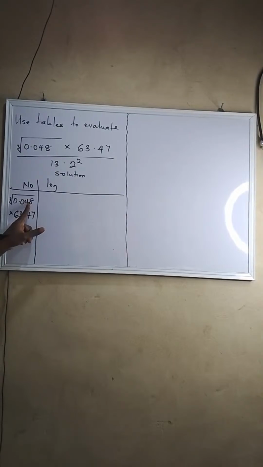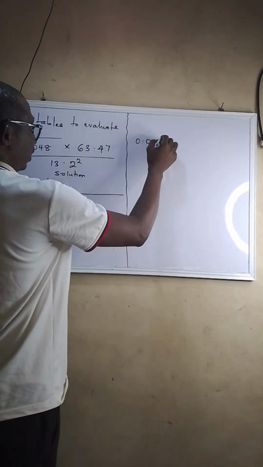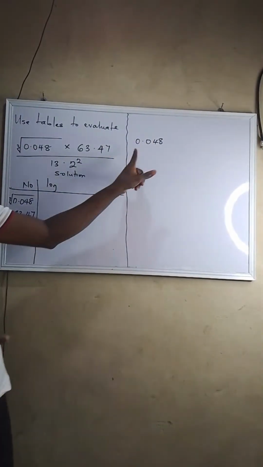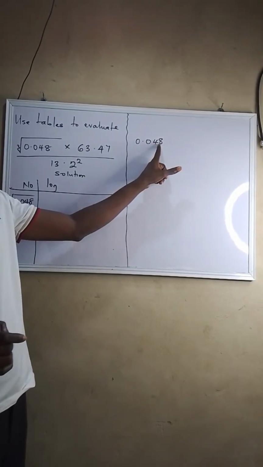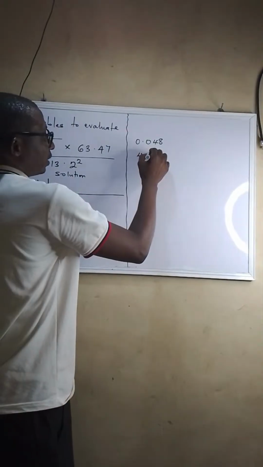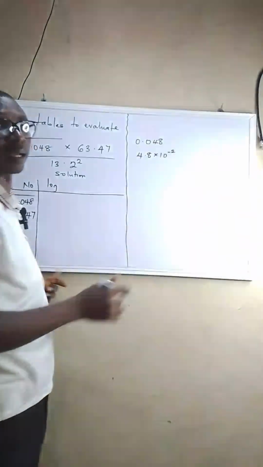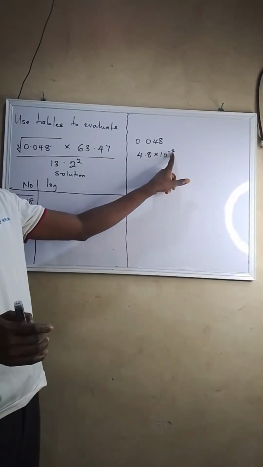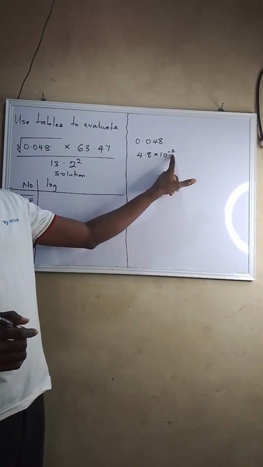All right, what do you mean by characteristics? It is the number of times you're going to move the point to make it to be in standard form. So if I'm to make this number to be in standard form, let's look at it: 0.048. If you have to convert this to standard form, you move the point to the back of the first significant digit, which is 4 here. So you have 4.8 times 10 raised to the power of -2 because you move it to the back. So it's going to be times 10 to the -2. That means the characteristic of this number is -2.